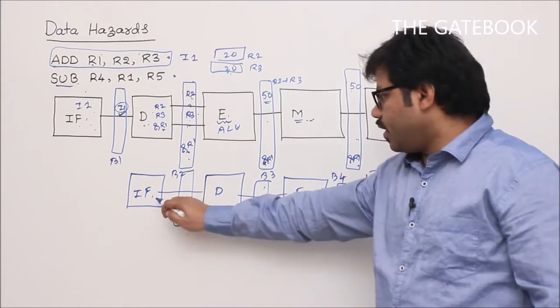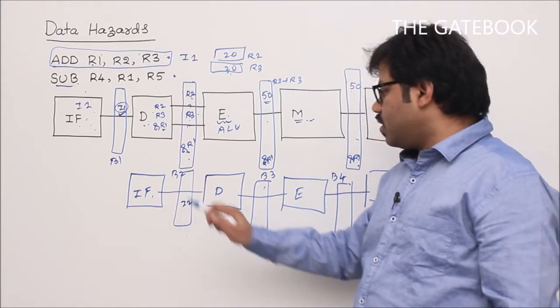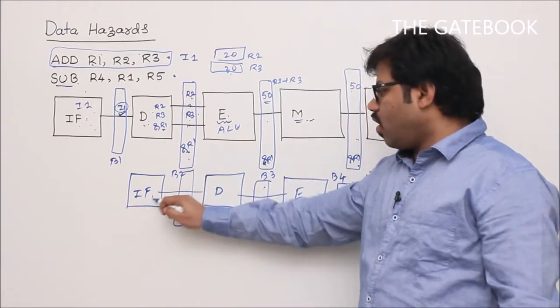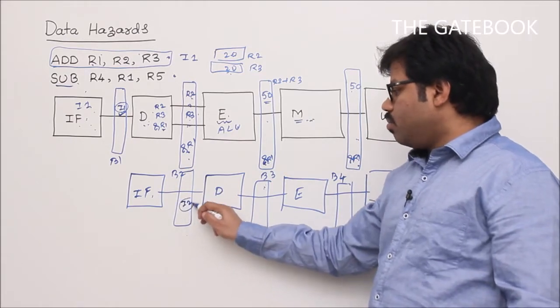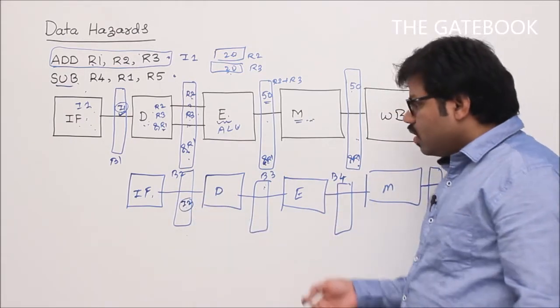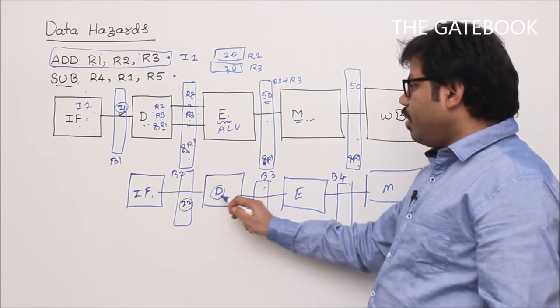Now, instruction fetch: in the first stage, I2 will be fetched. I can say that at the end of the second clock cycle this buffer gets I2. At the end of the third clock cycle, instruction 2 will be decoded.